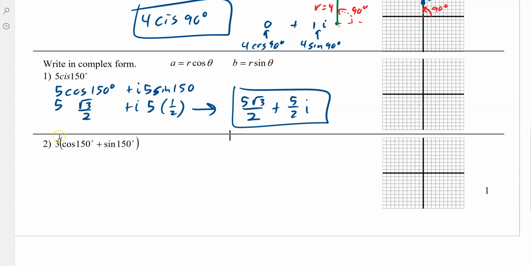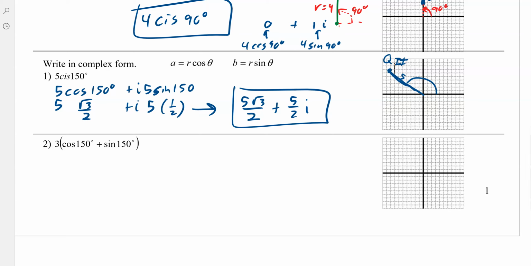All you have to do is plug that in. Should you still verify it? Yes. So 150 would be here, right? And this is why you verify it, because we make little simple errors all the time. Our radius is 5, so we should be in quadrant 2. Does our point give us quadrant 2?